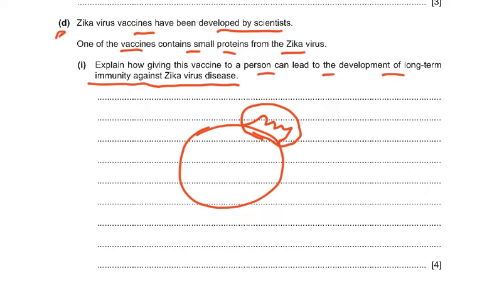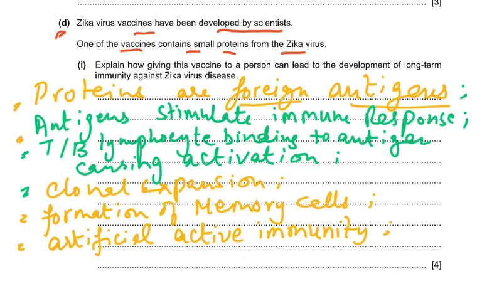Then the memory cells remain in the circulation for a very long time. And then if this virus enters, there is a secondary immune response, which is much stronger, with faster production of specific antibodies. So the person does not have the symptoms of the disease when infected with the actual Zika virus. So there were a lot of points, and you could have given me any four of these to get the 4 out of 4 for this question.